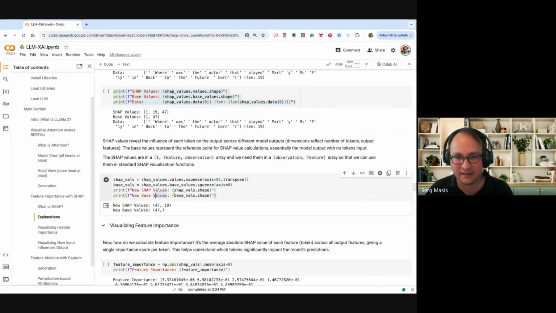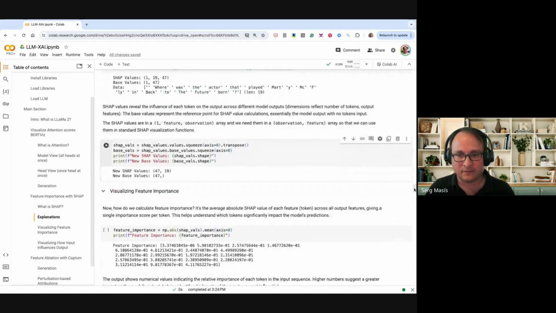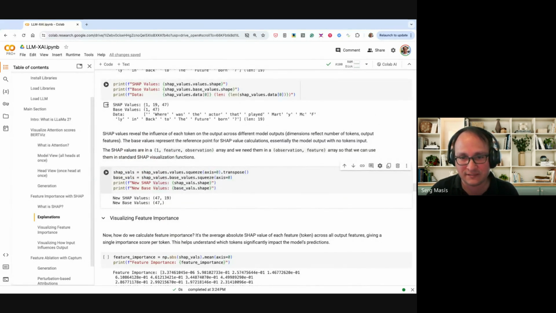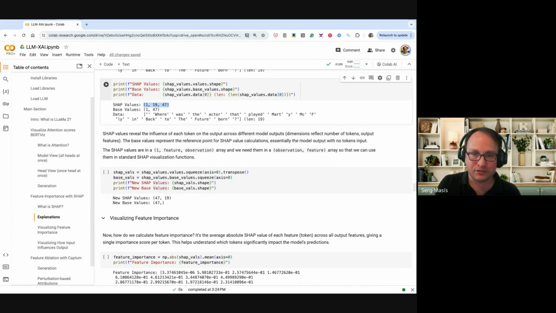So basically what we're doing here is we're running all these different things. And so the SHAP values produce these numbers right here. But the way SHAP usually works is with a different arrangement of values. You get the observation first, and then you get the features.